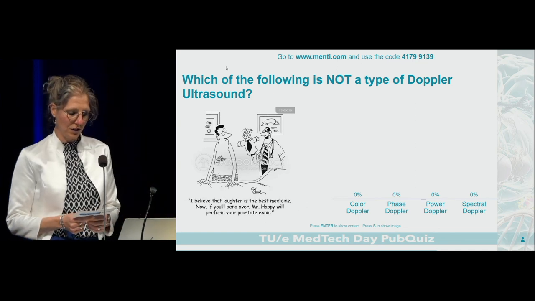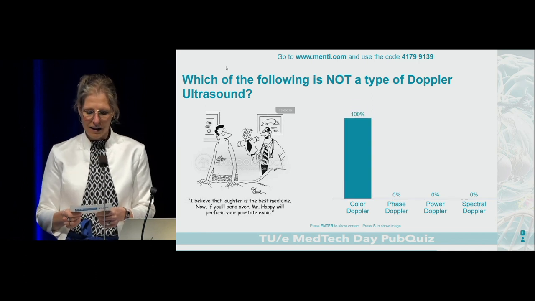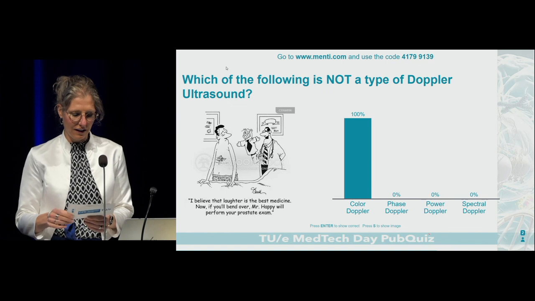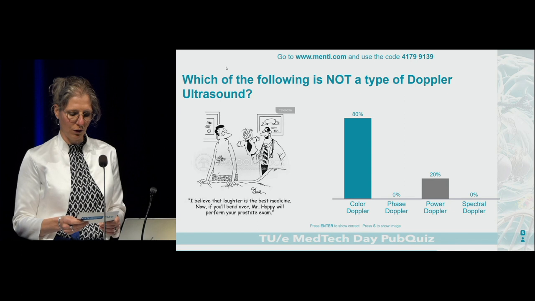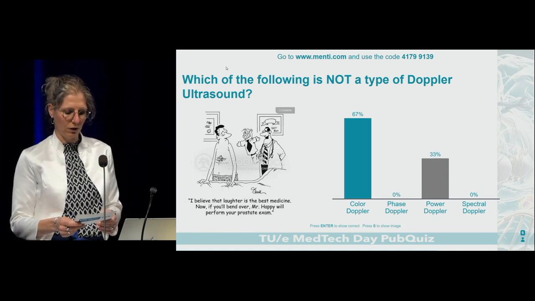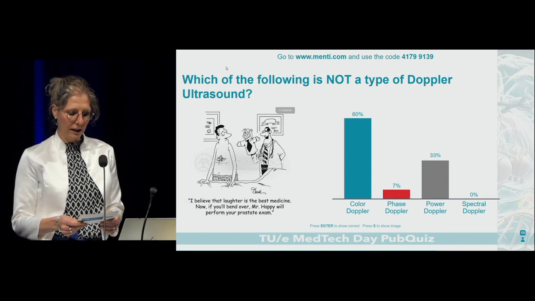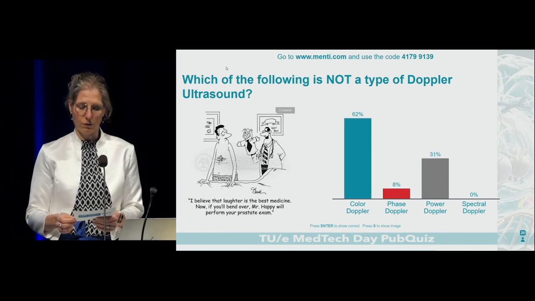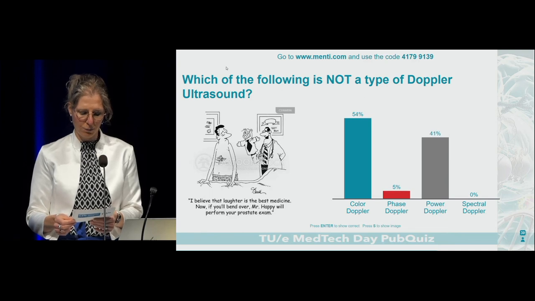So the first question of the pub quiz of this final session of today is about ultrasounds. Certain ultrasound machines are capable of Doppler ultrasound, a special ultrasound technique that evaluates blood flow through a blood vessel, including the patient's major arteries and veins. Which of the following is not a type of Doppler ultrasound? Is it A, color Doppler, B, phase Doppler, C, power Doppler, or D, spectral Doppler?